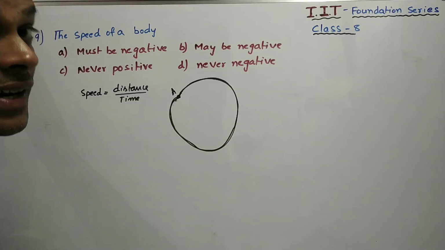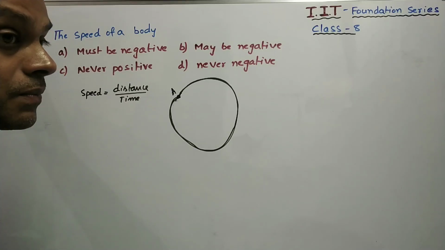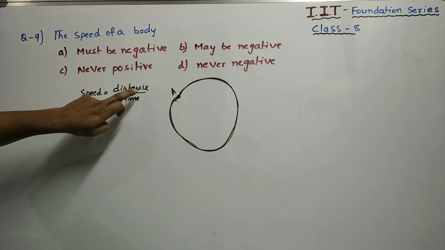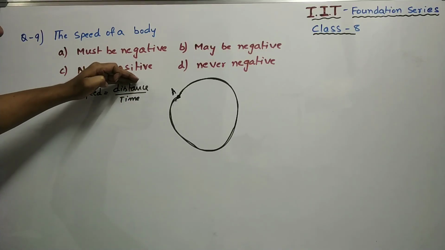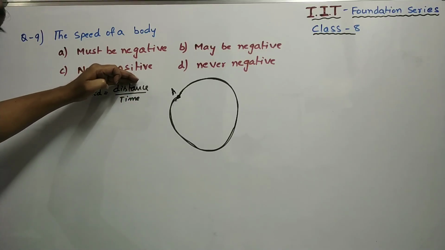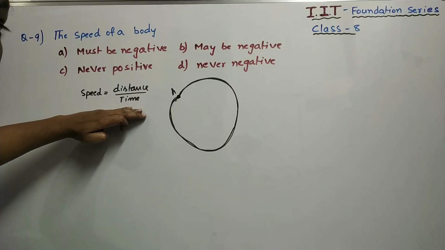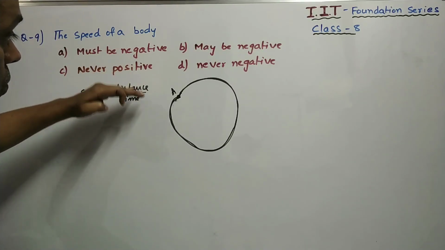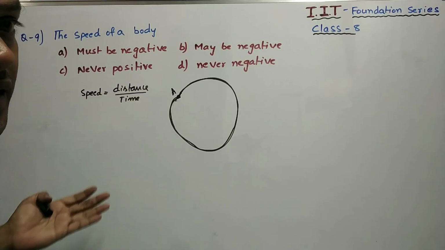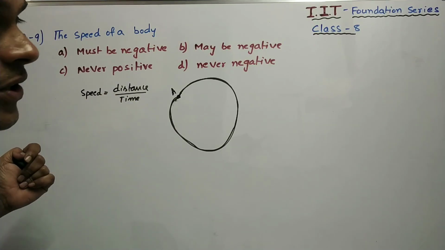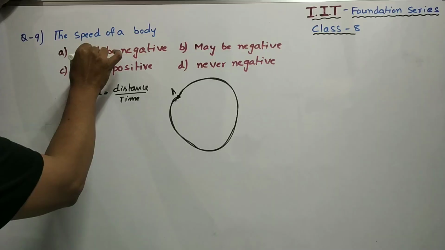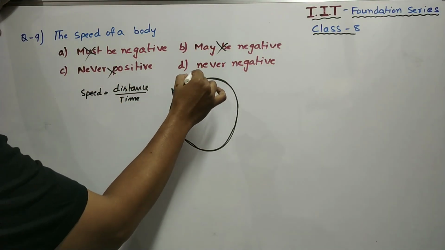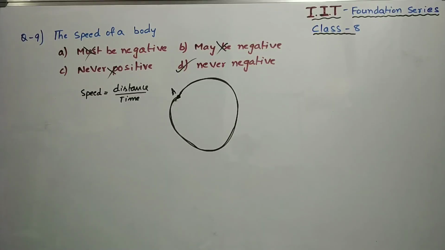So distance is a scalar, so it is not possible to get a negative value. It is never negative. The distance covered by the body is always positive. Time is also a scalar quantity. So when one value is divided by another, we always get a positive value only. So must be negative is wrong. Maybe negative is wrong. Never positive is wrong. Never negative is the correct option. Okay, right.